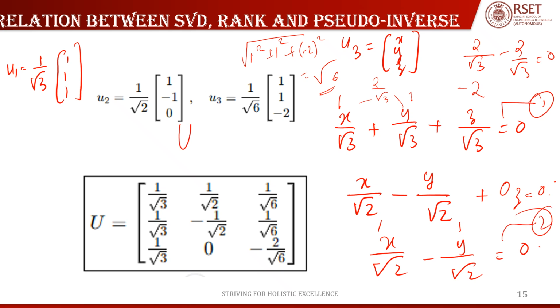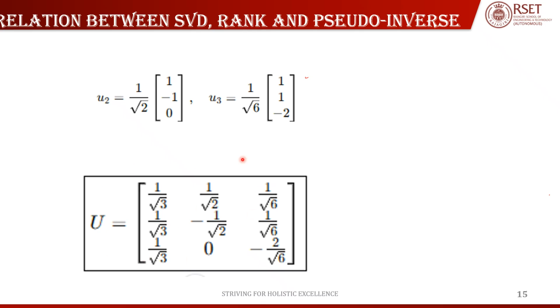Now you can form a U, a 3 by 3 matrix. How do you know this U should be a 3 by 3 matrix? Just by seeing the order of A, it was a 3 by 2 matrix, so your U should be 3 by 3. Okay, your V should be 2 by 2. That's a condition.